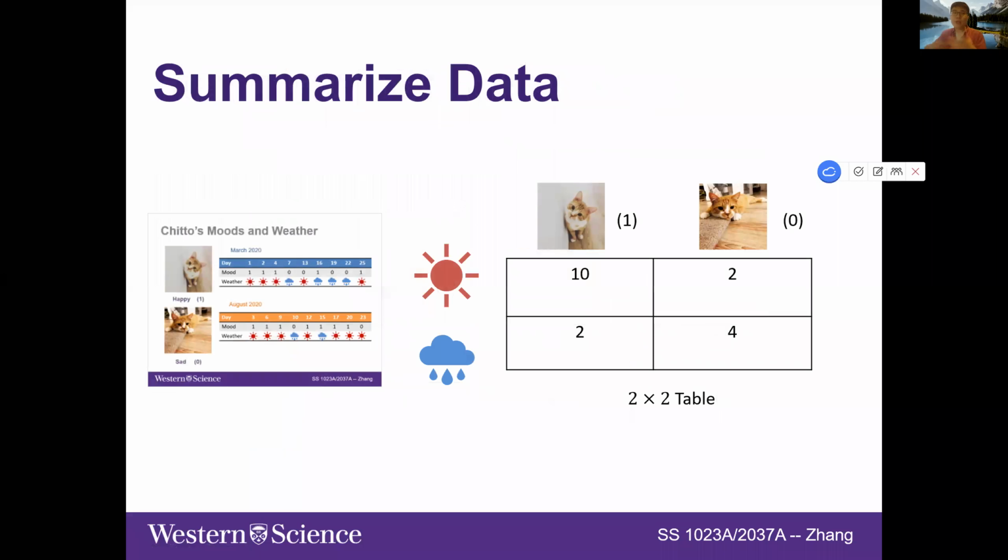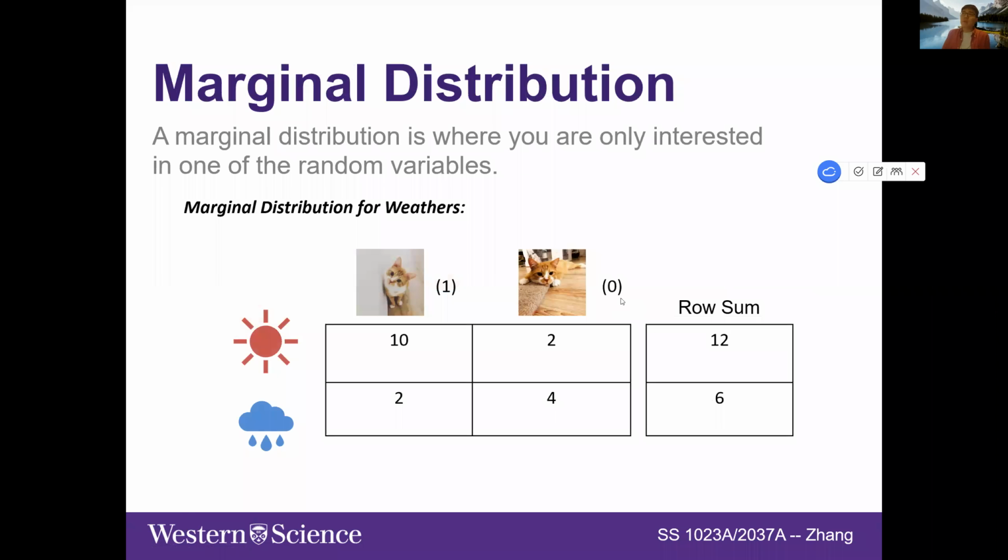So this is pretty much what we learned in lecture 5. I would say this 2 by 2 table provides us a lot of information, and the most straightforward information is called the marginal distribution. The marginal distribution corresponds to the case where we're only interested in one single variable. Here it is defined as where you are only interested in one of these random variables. For example, say we're only interested in the marginal distribution for the weather, and we don't really care about the moods of the cat.